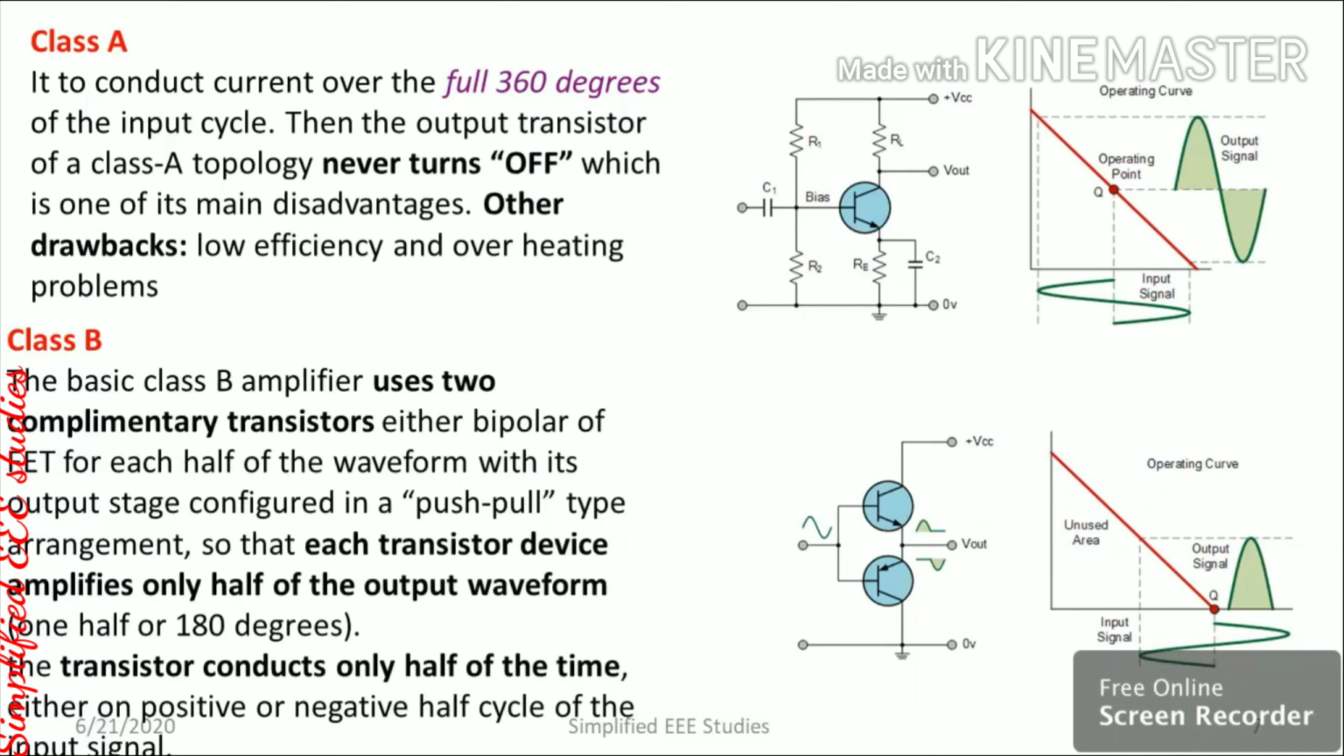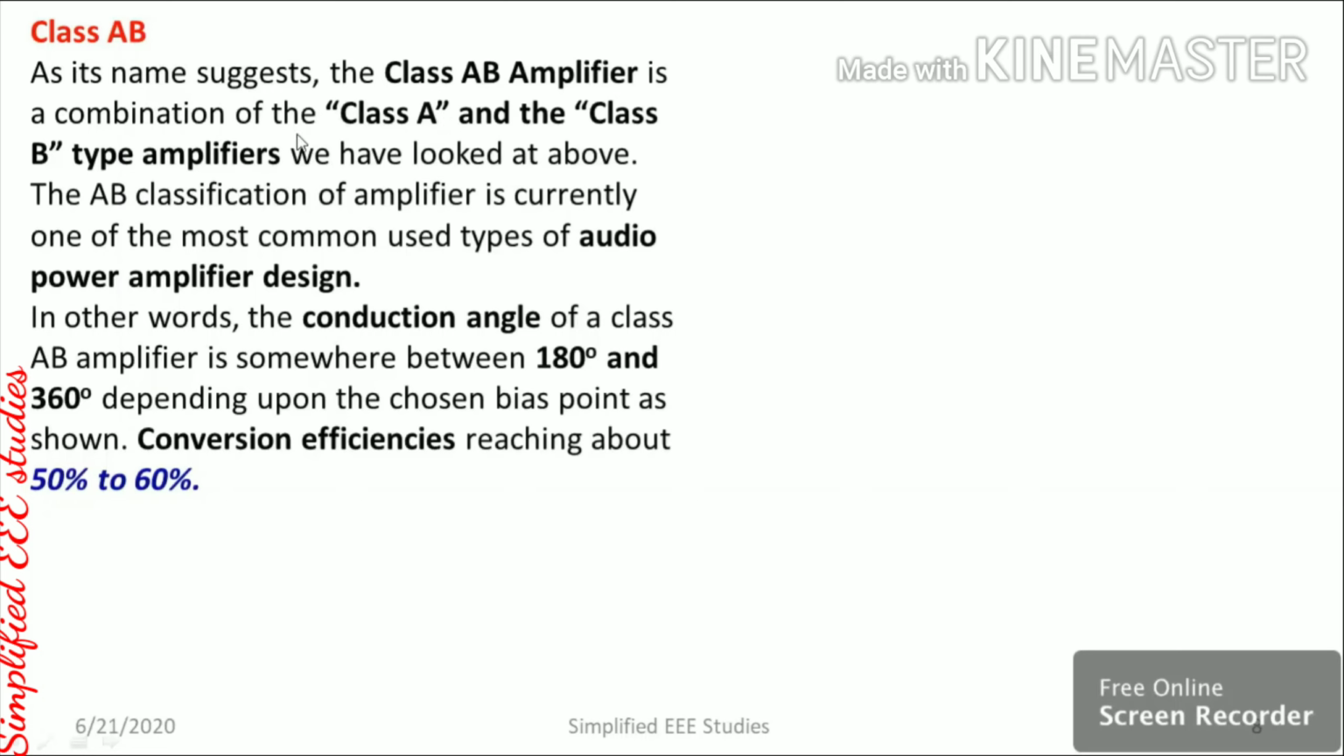Moving on to the class AB type amplifier. It is a combination of class A and class B amplifier. Efficiency is somewhat improved, almost 50% to 60% compared to class A and class B. It is mostly used as an audio amplifier. The conduction angle lies in between 180 degrees and 360 degrees. So that's a peculiarity of the class AB amplifier.